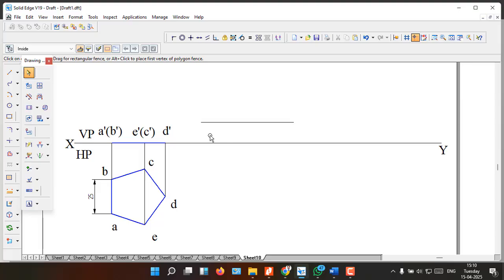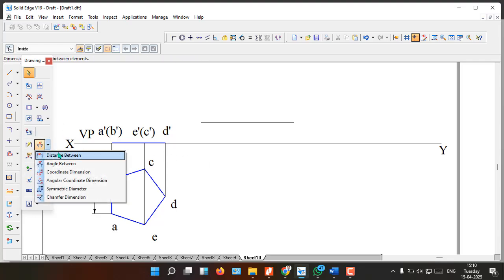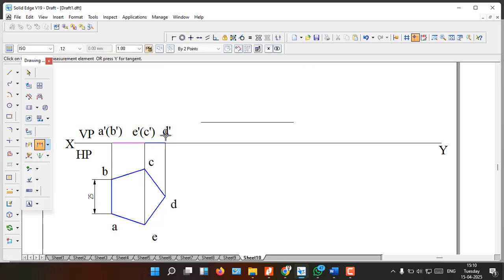We'll delete this line, and then we need to know the length of this one. We need to know the length of this one. So first we will measure the distance between this end and the dead end of this one. It is 38.47.